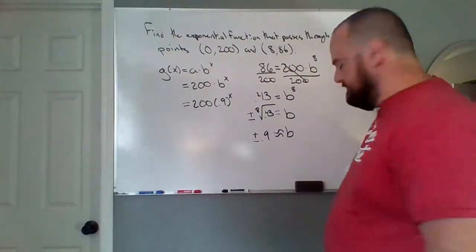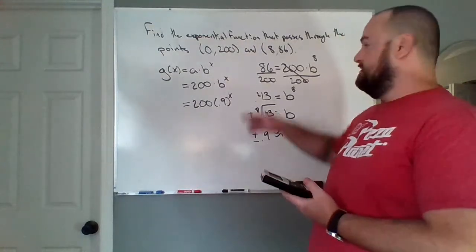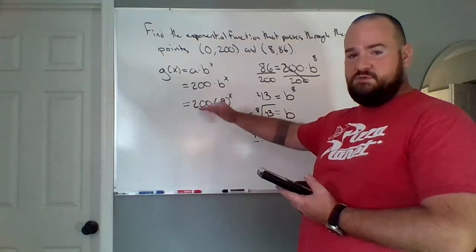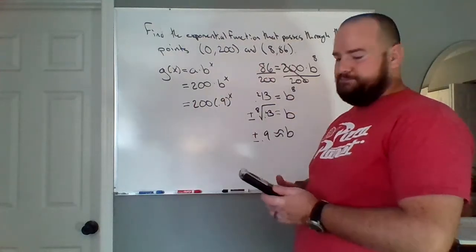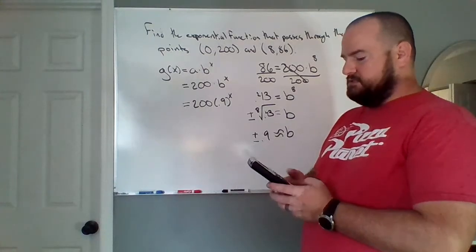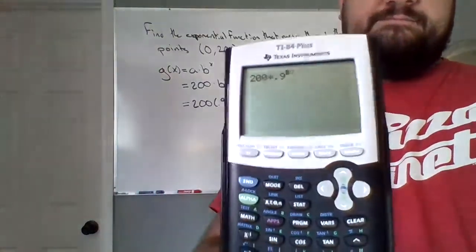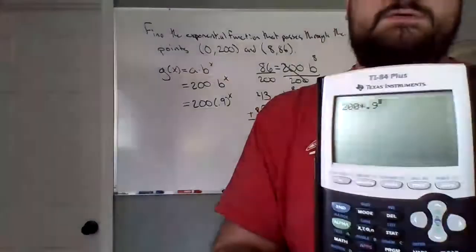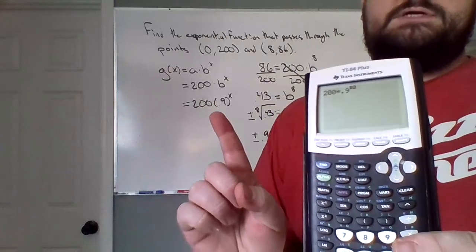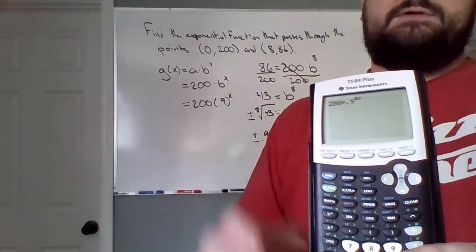What can I do? Well, we could just check. The only point we know is on here besides this one, which is obviously going to work, because anything to the 0 is 1, times 200 is 200. So we can check this point. So I have 200 times 0.9 to the 8th. So just like that. Okay? And that would just be using this equation here with 8 as my input.